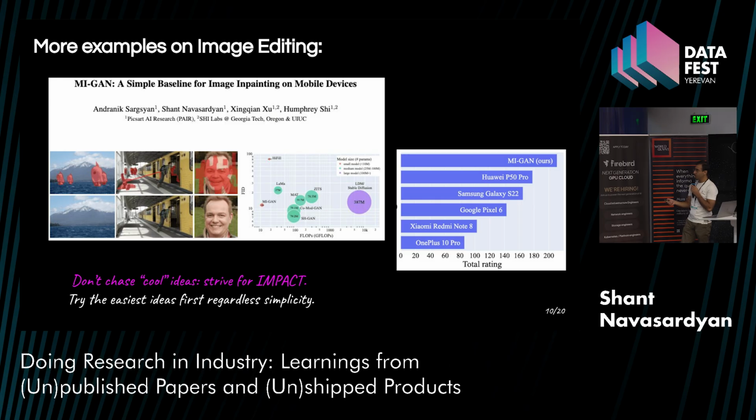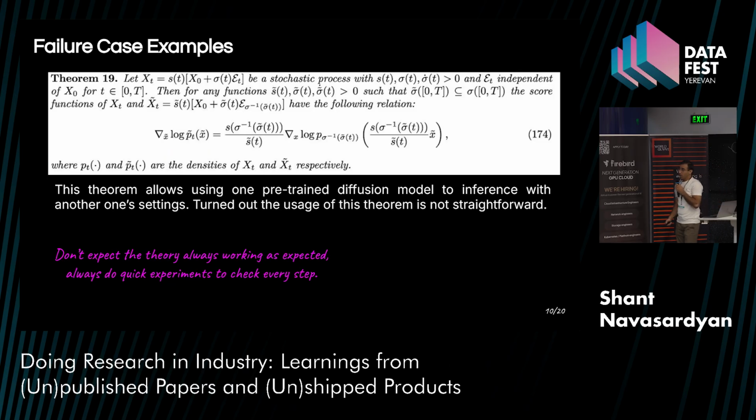And here you can see how impactful it was in comparison with the mobile methods back at that time. So we were better than Samsung Galaxy S22 or Huawei or even Google Pixel 6. Yes, our method was working on mobile devices. I didn't present the numbers, how fast it was, so you can go and read in the paper, but it was quite fast and acceptable for mobile devices. And yes, again, here the impact is: don't chase the cool ideas.